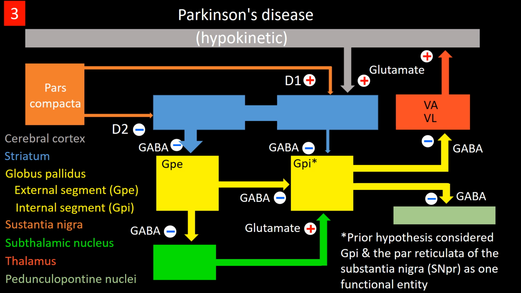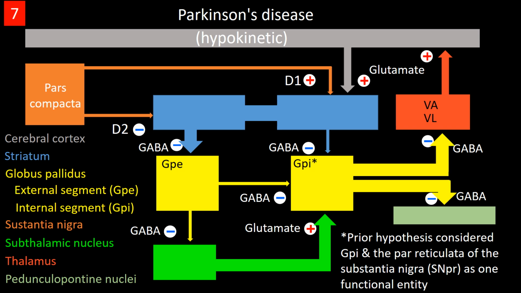The increased inhibition of the external segment of the globus pallidus will decrease the inhibition of the internal segment of the globus pallidus and decrease the inhibition of the subthalamic nucleus. The decreased inhibition of the subthalamic nucleus will increase excitation of the internal segment of the globus pallidus. So the internal segment of the globus pallidus is less inhibited and more excited, leading to hyperfunction of the internal segment of the globus pallidus.